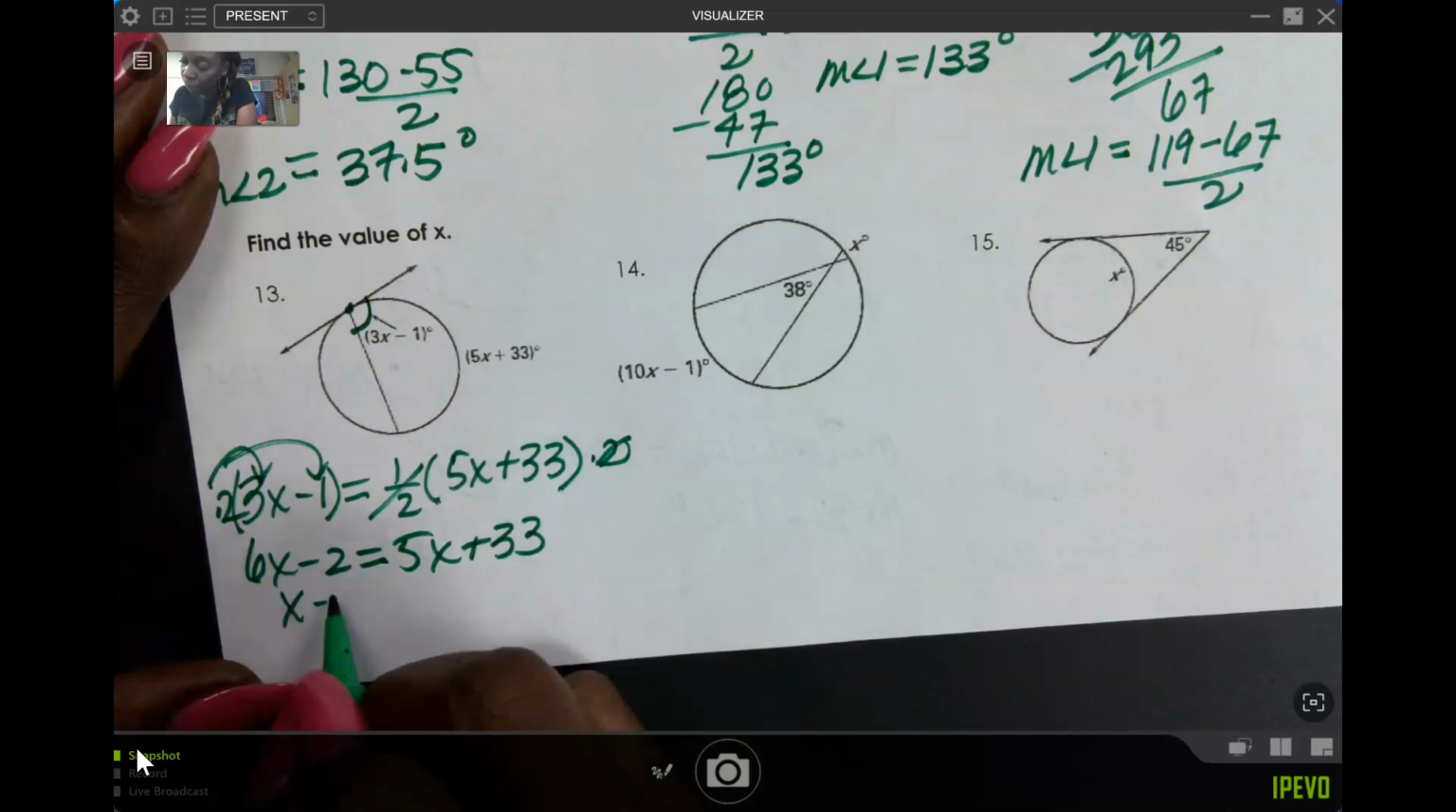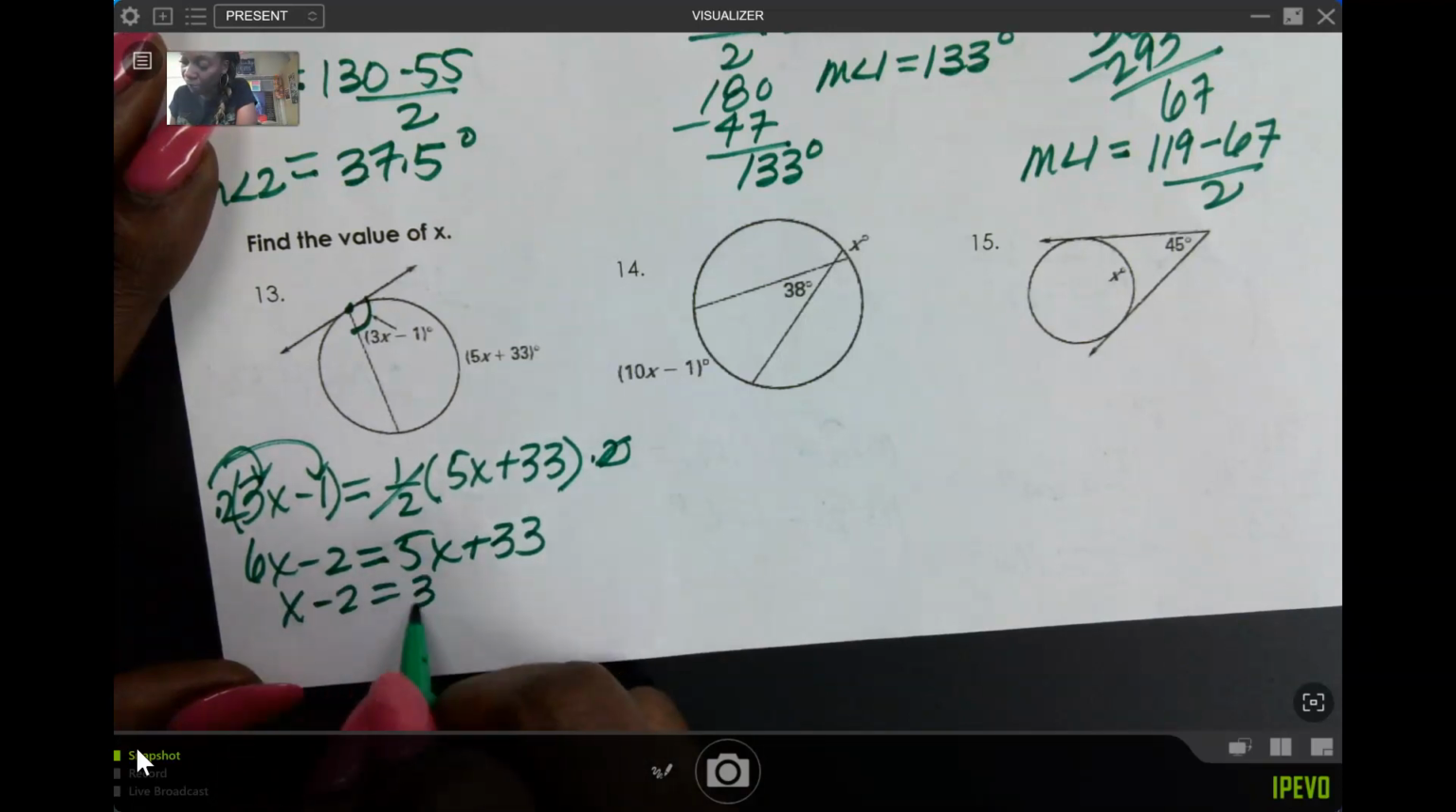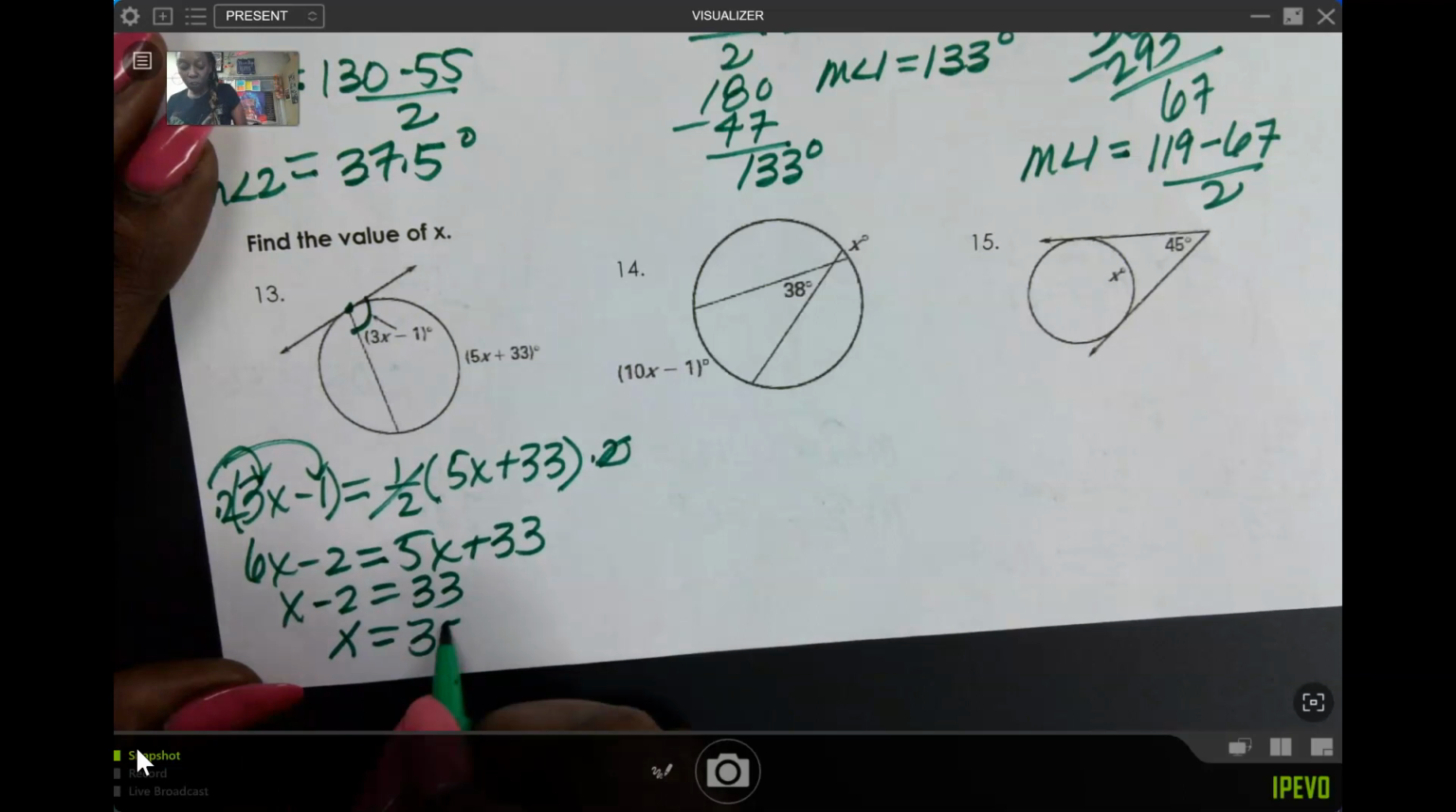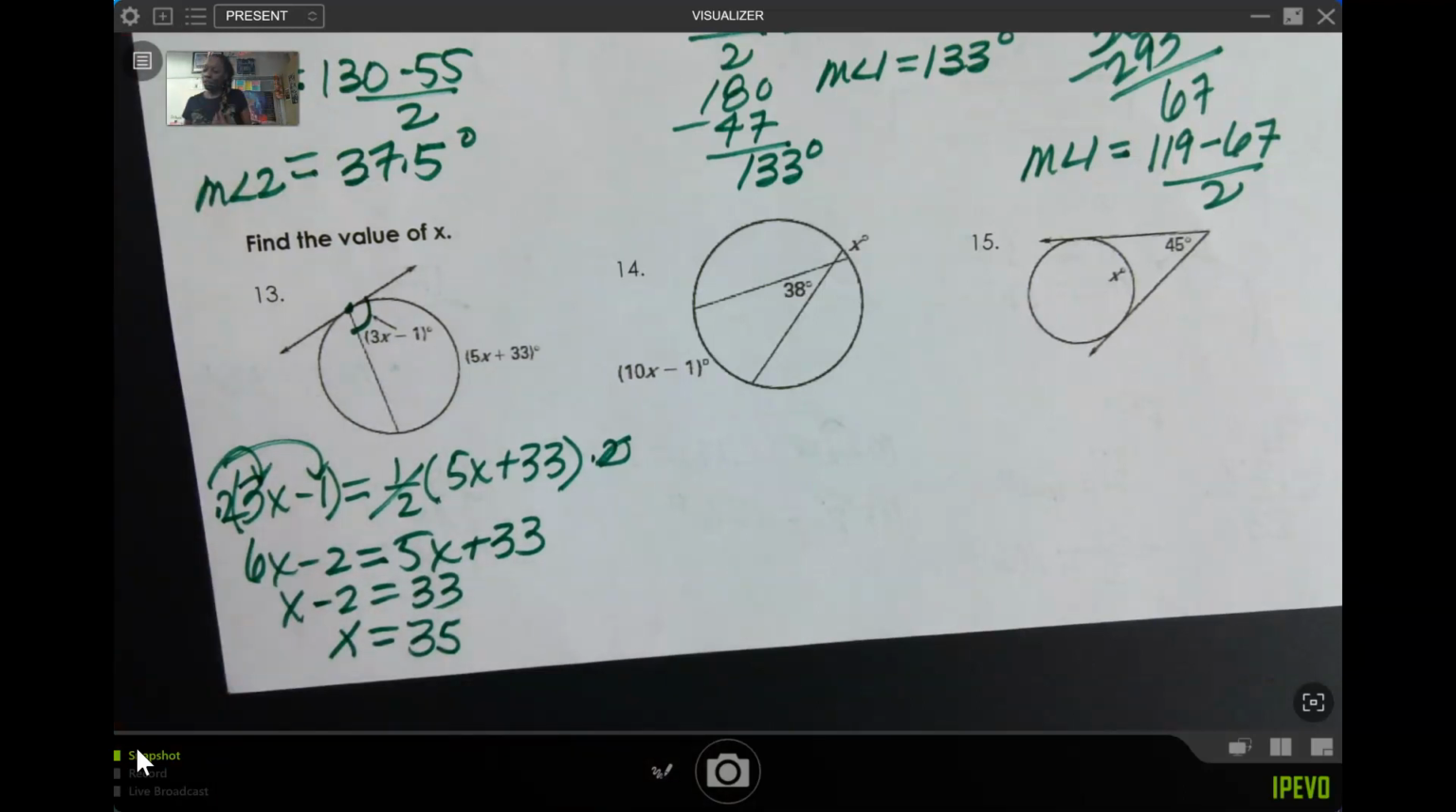Subtract there. x minus 2 equals 33, and then x equals 35. We're just solving for x there. You're just finding the value of x. So technically you're just taking the rule and solving the equation, which will make the rule true, and then giving the value of x.